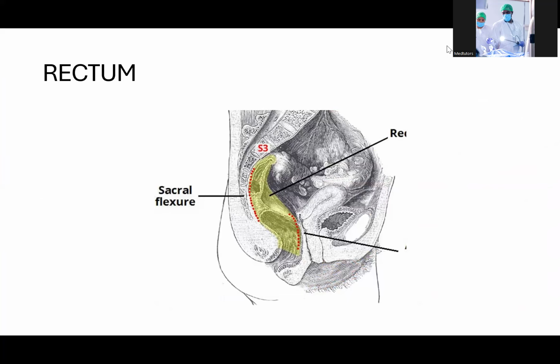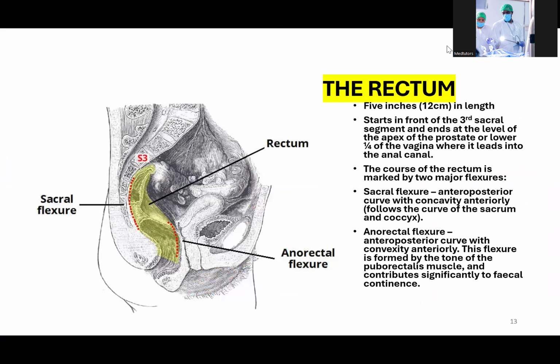This is just showing us the position of the rectum and its extent, commencing from S3, and the shape of the rectum. It's 12 cm, 12 to 15. You know, it varies in length. It starts in front of the third sacral segment and ends at the level of the apex of the prostate, or lower 1/4 of the vagina, where it leads into the anal canal.